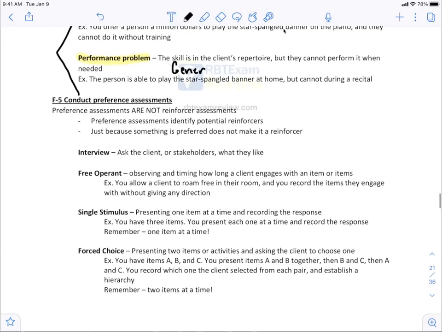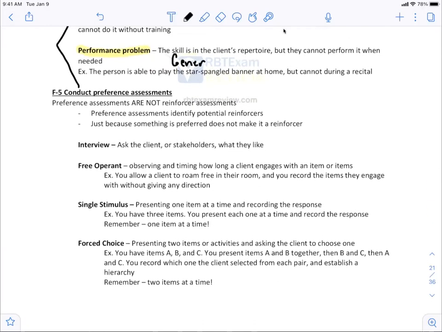Preference assessments. Now we have an idea of our client. We have their history, some of the skills we might want to work on, but how do we change behavior? Go back to your fundamentals. Well, with reinforcement, with punishment, and with extinction. How do we identify reinforcers? We conduct preference assessments.